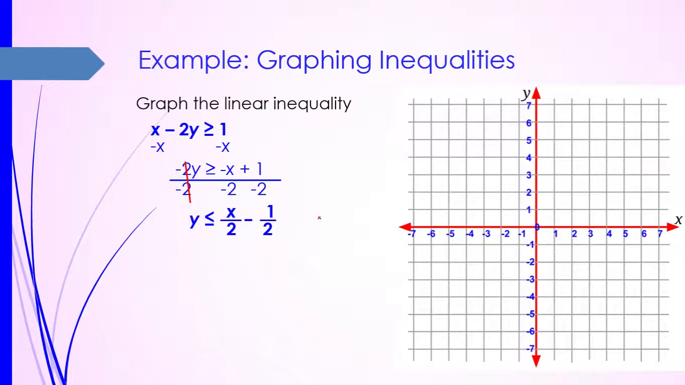Alright, so remember, if the slope is x over 2, that's another way of writing 1/2 x, meaning the slope is going to be 1 over 2. So keep that in mind.